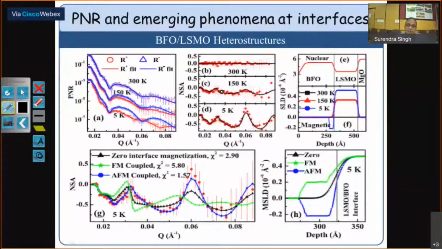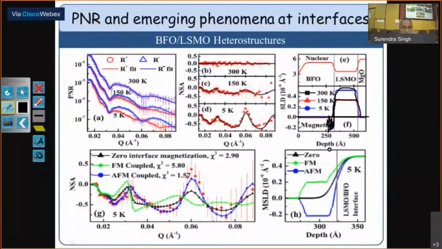But if you see 150K, there is a difference. And this red line is the nuclear scattering length density as a function of depth. Here it is MZ, this is LSMO, this is the LBFO layer, and this is the nuclear scattering length density. In the temperature-dependent magnetization depth profile, for 300K we don't have any magnetization, but at 5K we have positive magnetization for LSMO and a negative interface layer, which is around 30 angstrom.